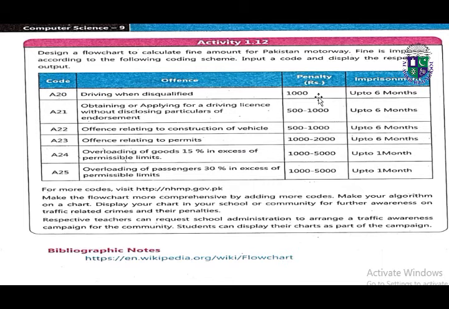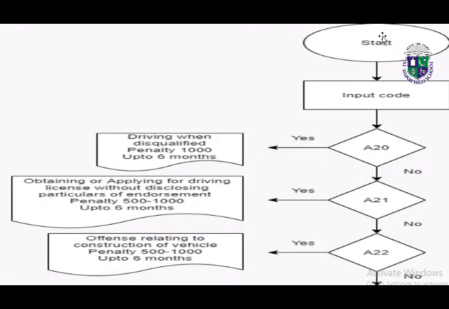So you have to make it on your journals and you must revise it. Also here we have the solution of this activity. We have to start it from this symbol. Then here we have the input code for the input. This symbol is used for the input. So you have to give the code which is given in the above table.